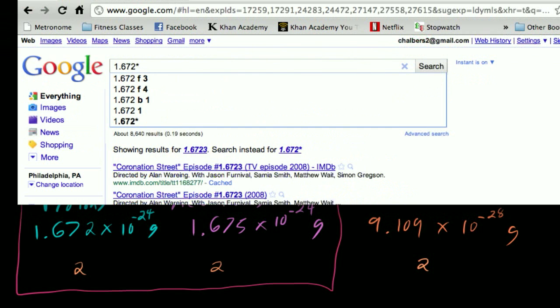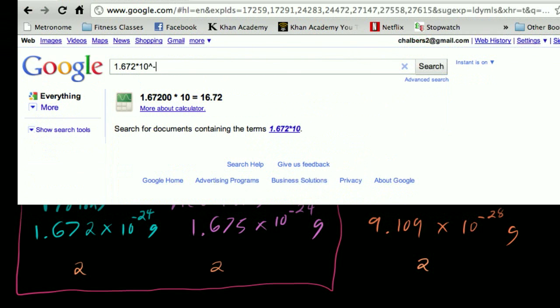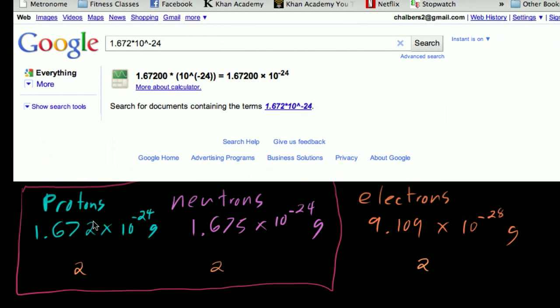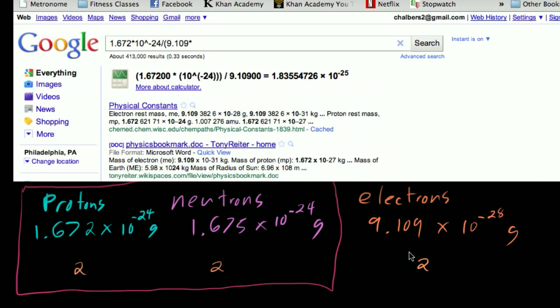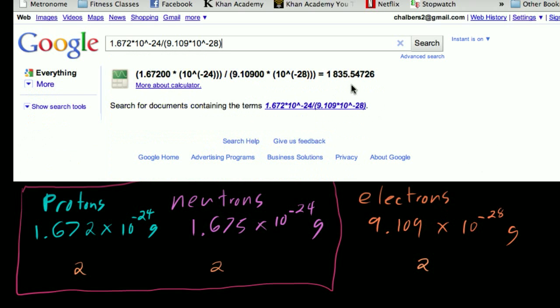1.672 times 10 raised to the minus 24th. This is our mass of a proton. We're going to divide that by the mass of an electron to figure out how many times larger it is. So we have 9.109 times 10 raised to the minus 28th. And so we get 1,800 times more mass is contained in a proton than in an electron.